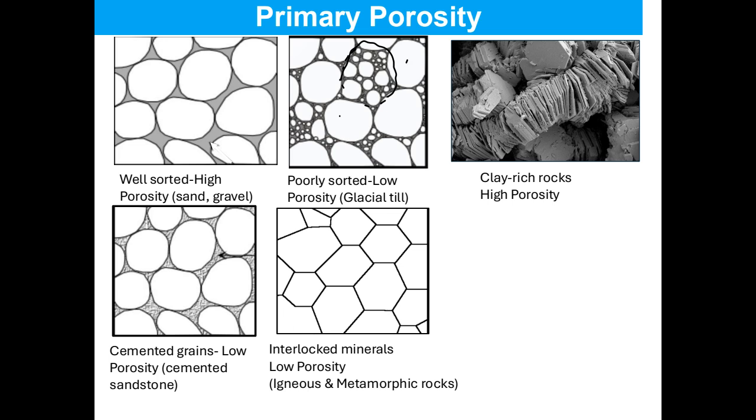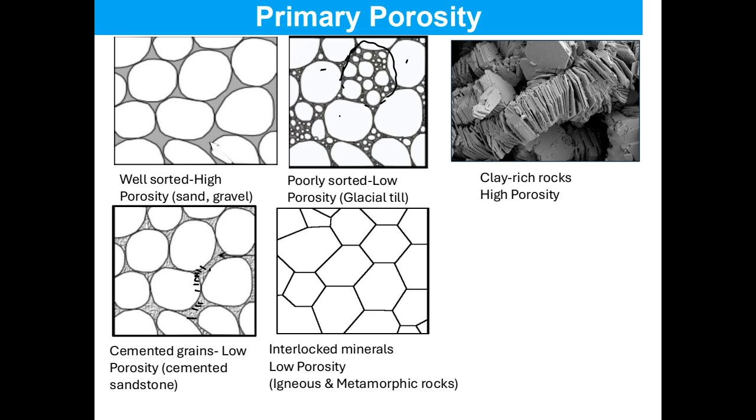We have also cemented grains, as we talked about before. The cement between the grains reduces the porosity. Also, when the crystals are interlocked, for example in igneous or metamorphic rocks, this also reduces the porosity. Clay-rich rocks, of course, have high porosity, but you will see later that although clay has large empty space, the effective porosity, the one that is useful, is very little.